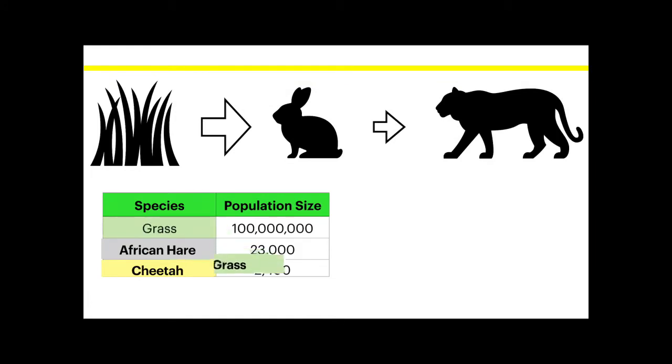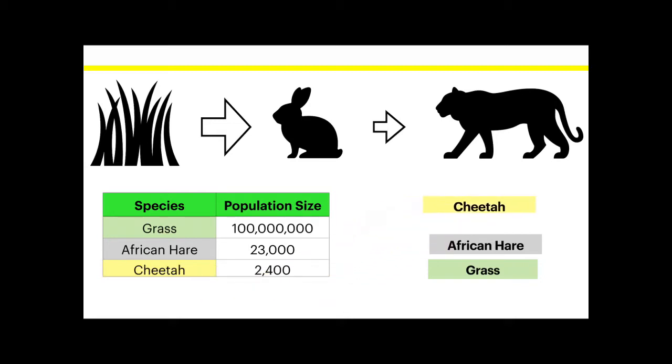Now, how can we represent this data? Well, we said that the producer always goes at the bottom of the pyramid. The African hare feeds on the grass to get its energy, so the African hare will be the second level of the pyramid. And then the cheetah is getting its energy from consuming the African hares. Okay, so first of all we have the levels in the correct order.